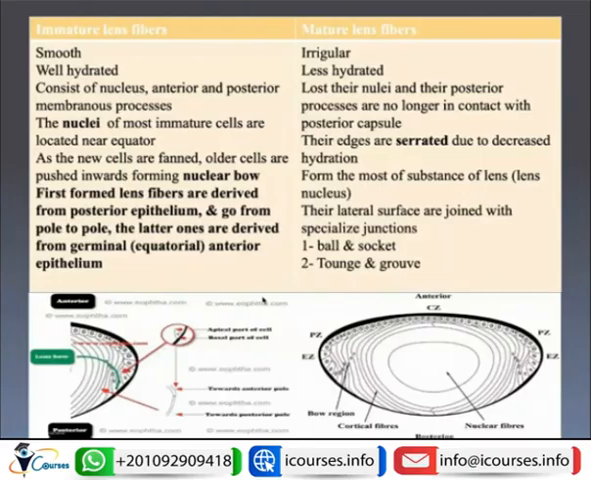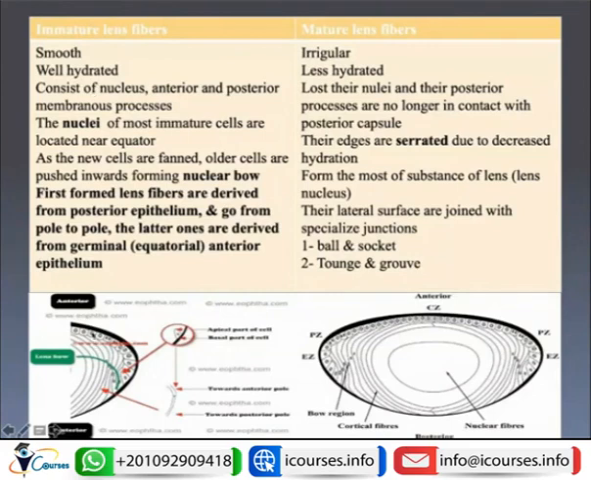So let's have an idea about them. The immature lens fibers which are located near the equator are smooth because they are well hydrated, because they are near to the aqueous. On the other hand, the mature lens fibers which are more compressed toward the center are away from the aqueous, so they lose their fluid and become less hydrated. That's why their edges become serrated due to decreased hydration.